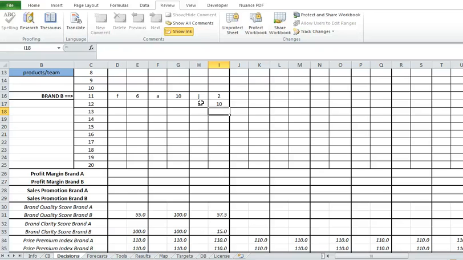So you can see the average of a strong product and a weak product gives an average score for the brand somewhere in the middle. Now underneath the brand quality score, we have brand clarity, and we can see for team 3 they have only 15 points. That's because they've got a really strong product with high quality and style, and then a really weak product. So consumers don't really get a sense of what the brand is about.